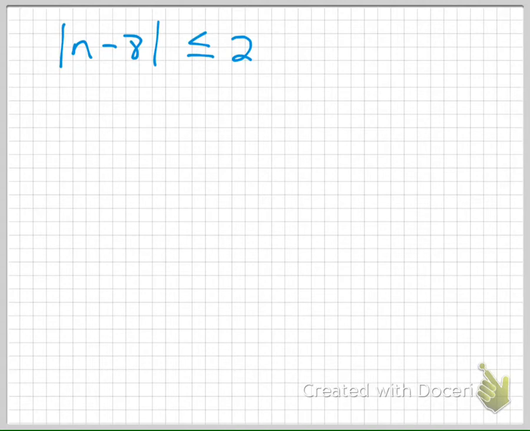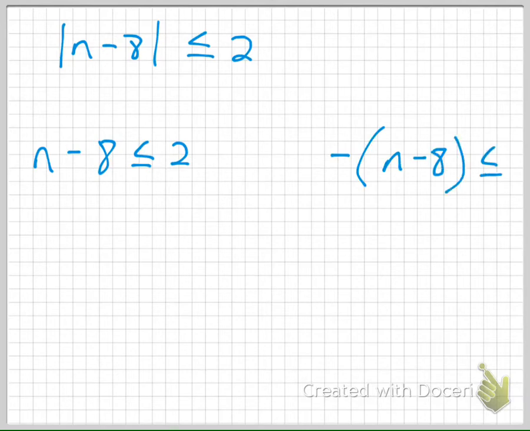All right, here we go. So you're looking, we have two different cases, right? There's two possible solutions here. We have this being a non-negative, and we have this being a negative, right? So the non-negative would be n minus 8 less than or equal to 2. And the negative one would be negative (n minus 8) is less than or equal to 2. Agreed? Just one of them is non-negative, and one of them is a negative.